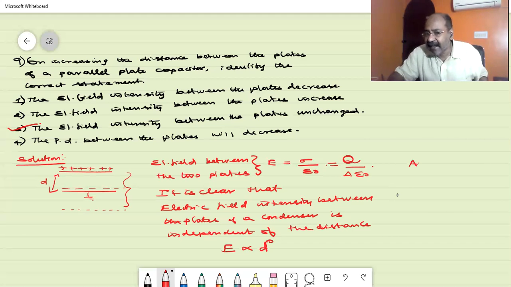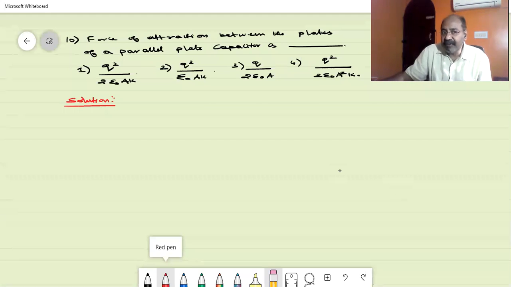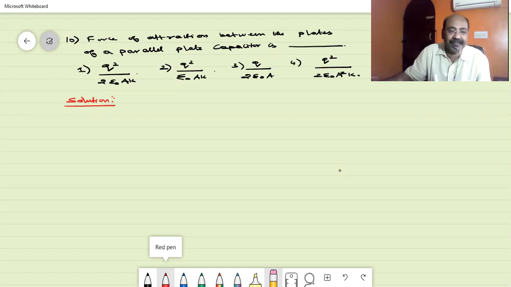So I can say the answer is option 3. Okay, the answer is option 3. Okay, let us go for the next problem. The problem: force of attraction between the two plates of the parallel plate capacitor is.